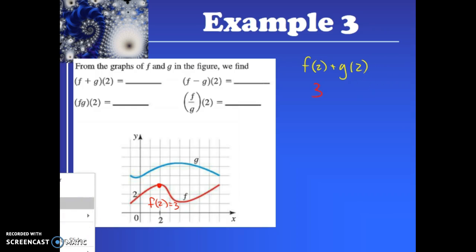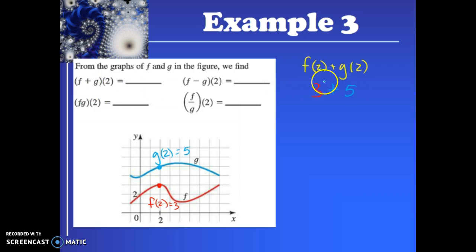G of 2, I'm going to use the exact same strategy off the blue squiggle to find g of 2 as, what's that, 5? So f plus g of 2 is 3 plus 5, or 8.